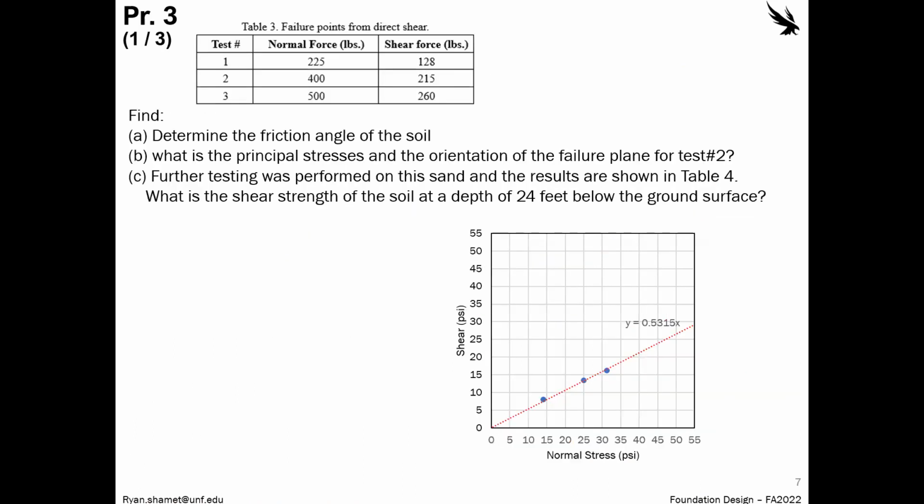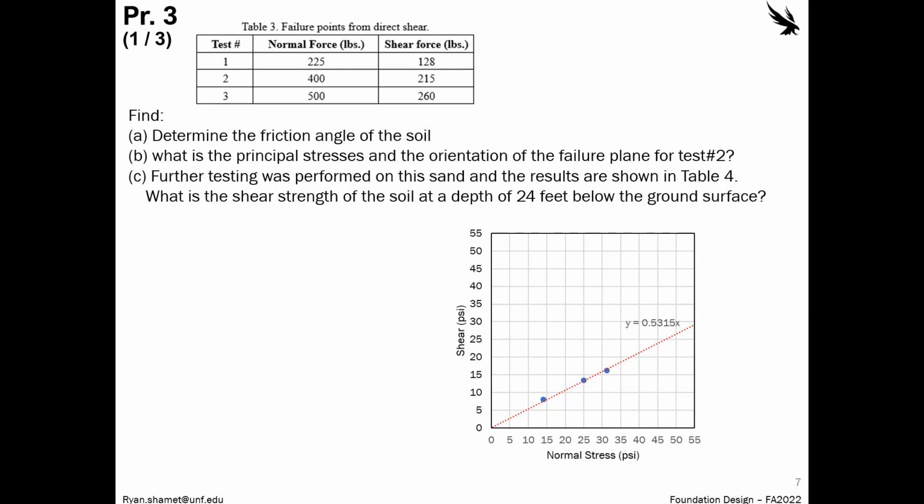Okay, problem 3. This is a direct shear test result. You're asked to find the friction angle of the soil, the principal stresses, and the orientation of the failure plane for test 2, and then find the shear strength of the soil at a depth of 24. This is 30 feet. I don't know why I wrote 24. This is 30 feet down there.